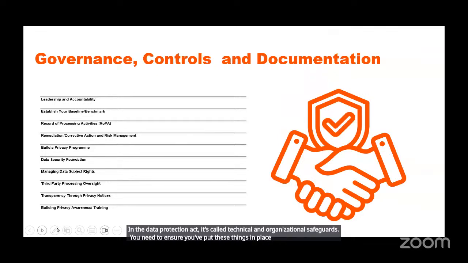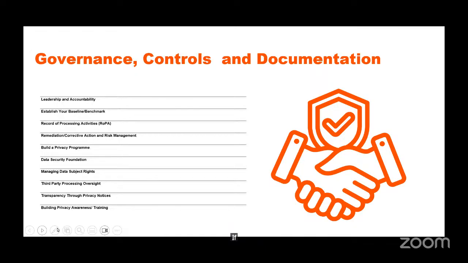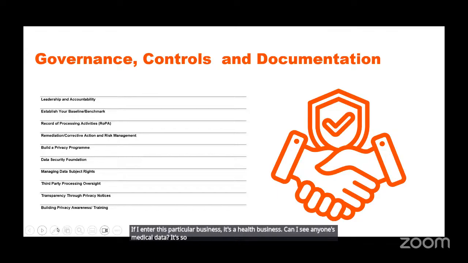So this is data security. What I just mentioned: does anyone have access to information? If I enter HR, can I look at anyone's file? If I enter this particular business, it's a health business, can I see anyone's medical data? It's so important for you to understand this. You need to really put everything in place.